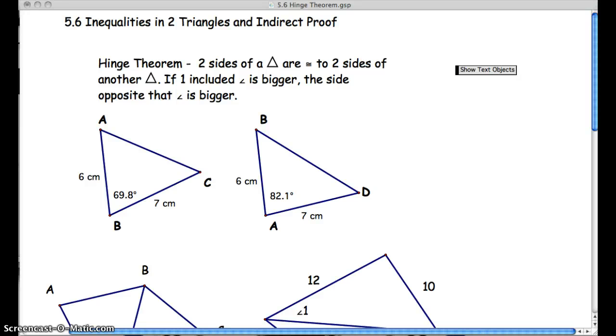All right, 5.6, inequalities in two triangles and indirect proof. Don't be scared, or don't fear that indirect proof. It is very simple. This section is very quick, so we'll make it short and sweet.